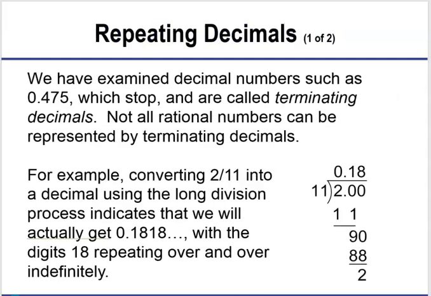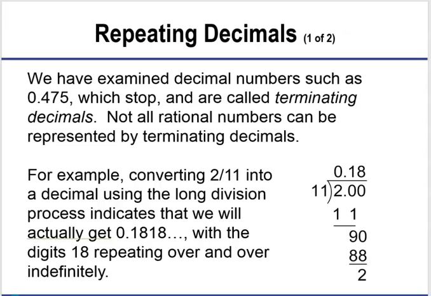So we have examined decimal numbers such as 475 thousandths, which stop and are called terminating decimals. So if you have a decimal that has a real end point, that is a terminating decimal. Not all rational numbers can be represented by a terminating decimal. We know this, right? Because what's 1/3? It's a rational number, but you know what the decimal for that looks like. 0.33333. It goes on forever and ever, and that is not a terminating decimal.